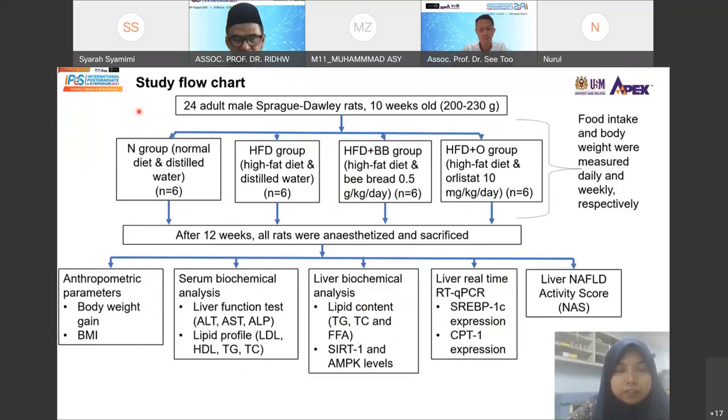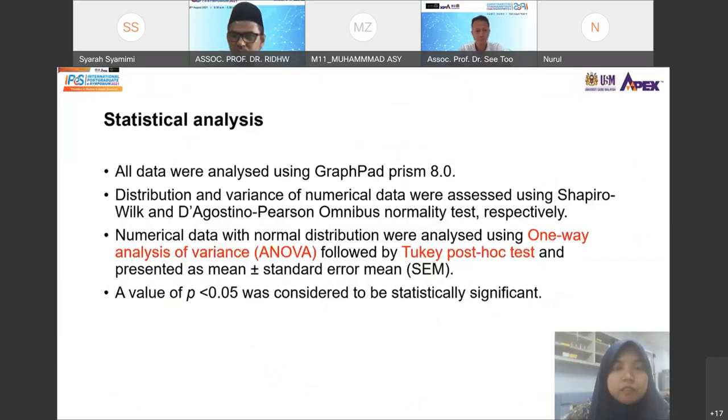This is the study flowchart. 24 adult male Sprague-Dawley rats were divided into 4 groups, which were the normal group, high-fat diet group, high-fat diet plus bee bread group, high-fat diet plus orlistat group. So food intake and body weight were measured daily and weekly, respectively. After 12 weeks, all rats were anesthetized and sacrificed to assess all these parameters listed here. This is the statistical analysis used in this study.